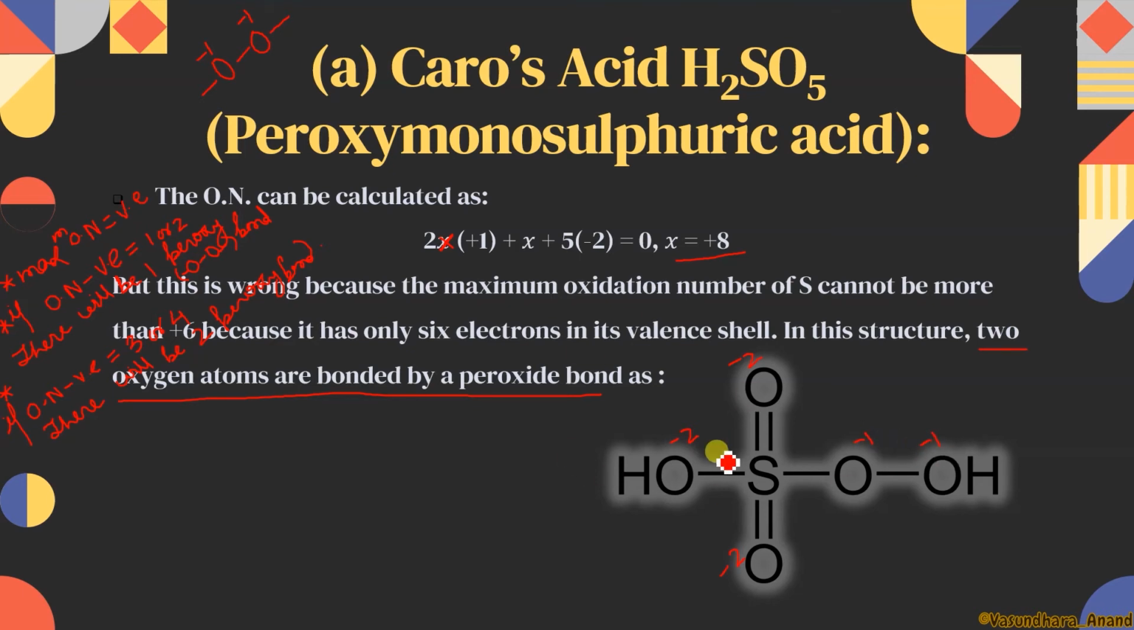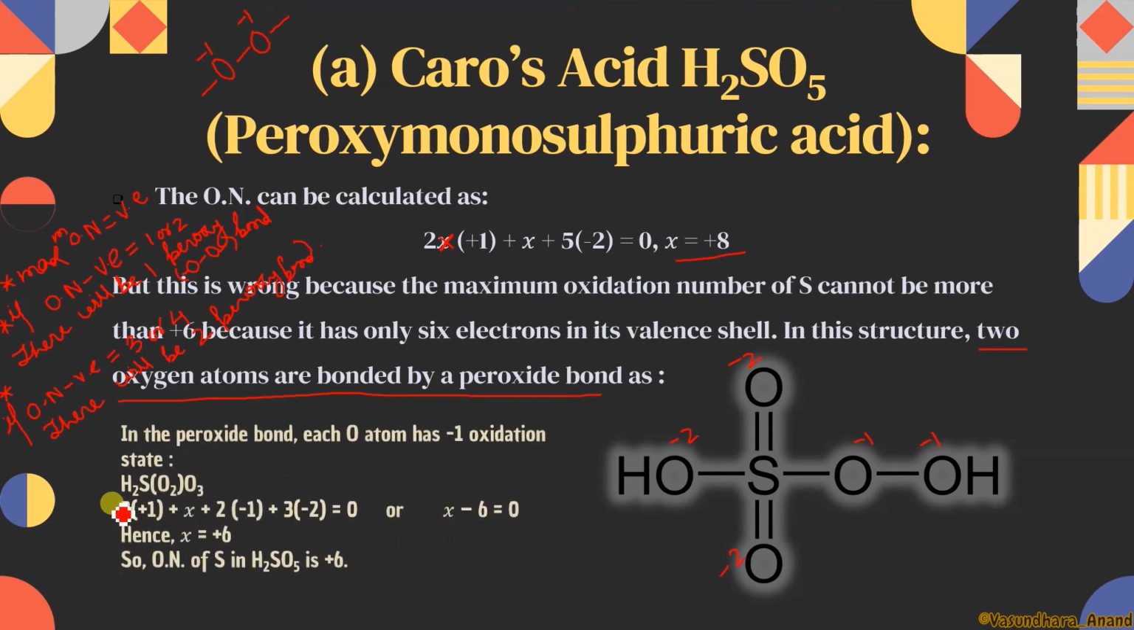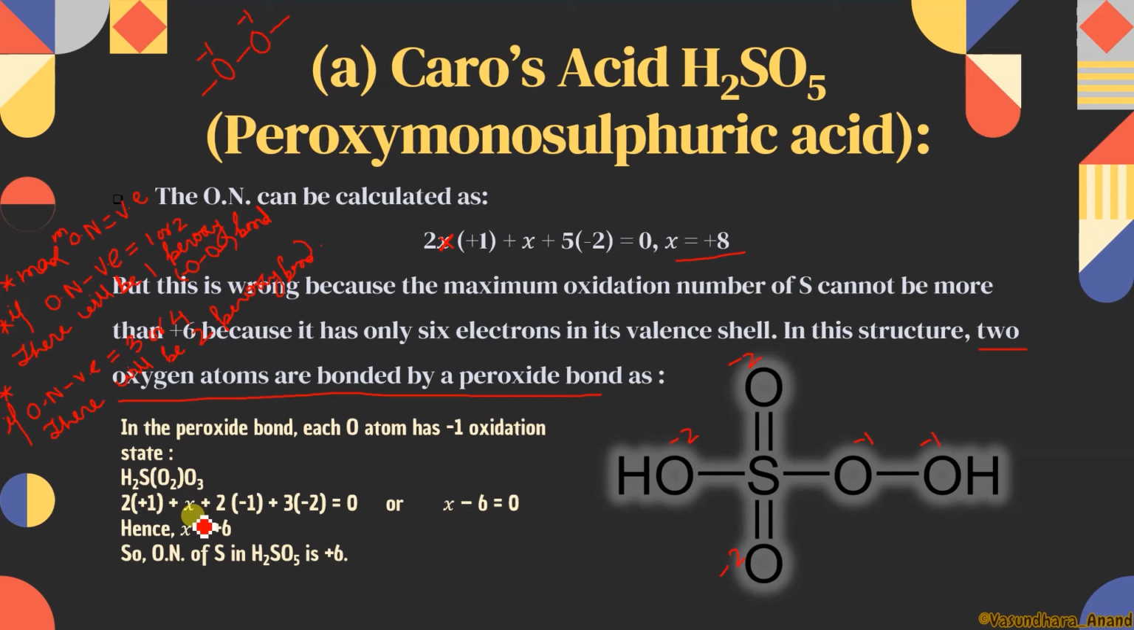Clear? So now find the oxidation number. 2 hydrogen, so 2 plus 2. Yes. Sulfur 1 x, plus 2 into -1 for these two, -1, plus 3 into -2, that is -6, equal to 0, so x minus 6 is equal to 0. So you got the sulfur oxidation number.